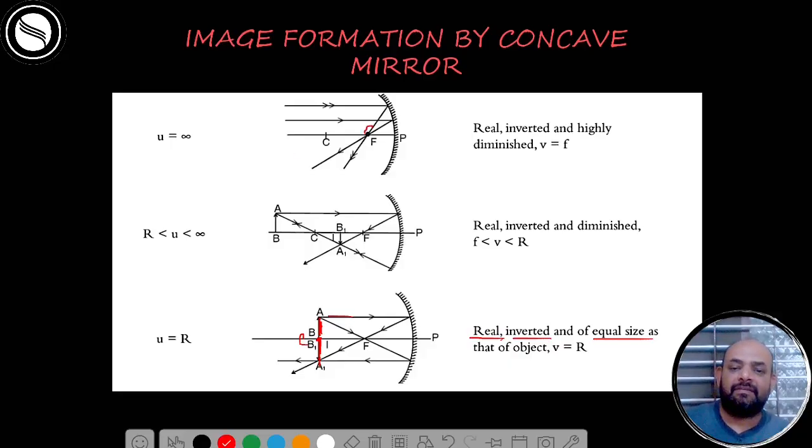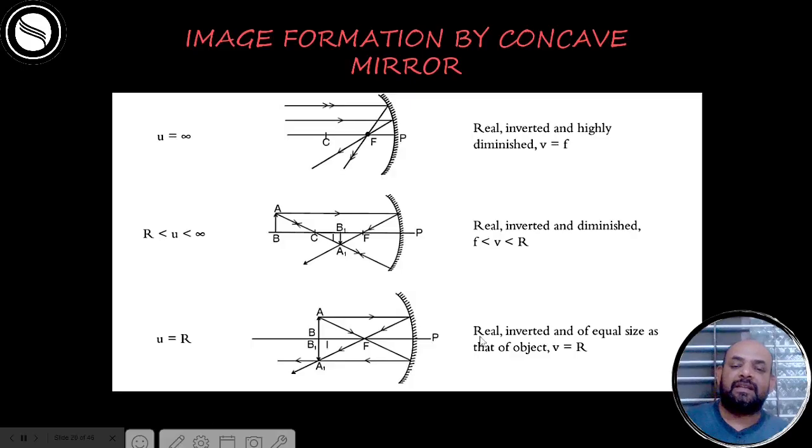So initially it was a very small point size, now in the second case it was smaller, in the third case it is now equal size, and real, because real rays are intersecting. So that's why we'll get the real image. So these are the three situations.